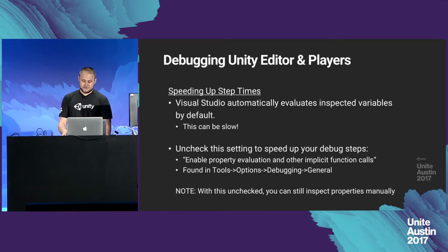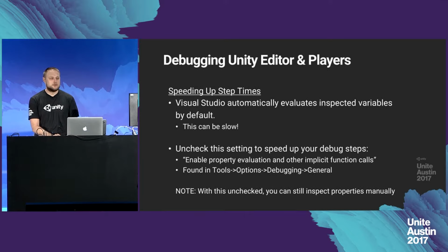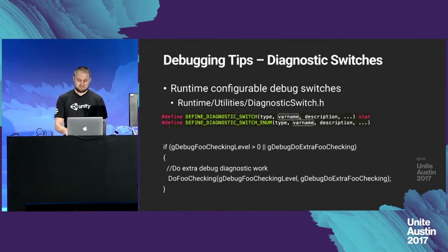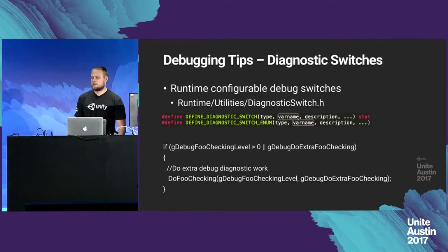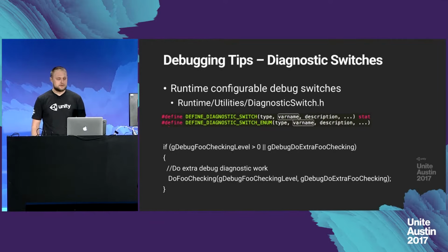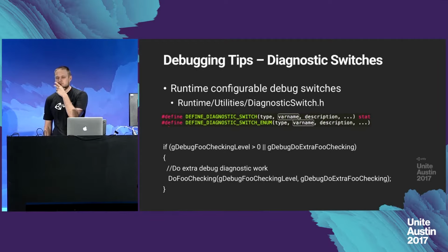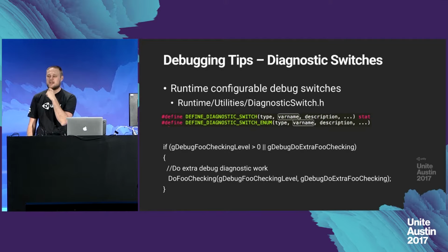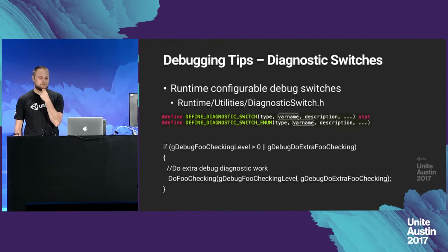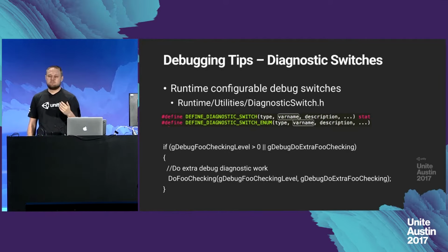Okay, so next up are going to be some of the specific tools inside the Unity codebase that you can use to help solve any issues you have debugging-wise. The first thing we have up here is the diagnostic switches. Diagnostic switches are runtime configurable debug switches. What that means is they're essentially variables that you can use to determine what kind of code you want to run at runtime.